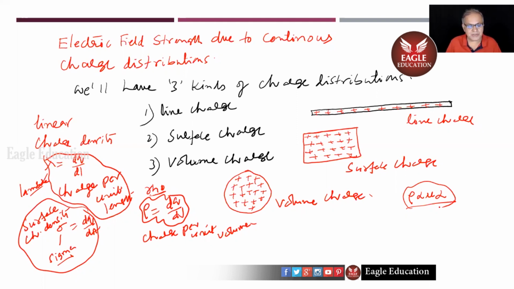So three charge densities we define: linear charge density, surface charge density, and volume charge density. Why these things? Yes, we'll know now. Can I change the screen?